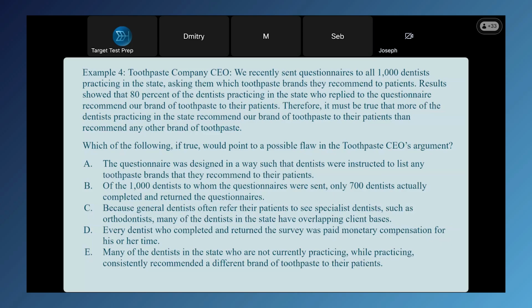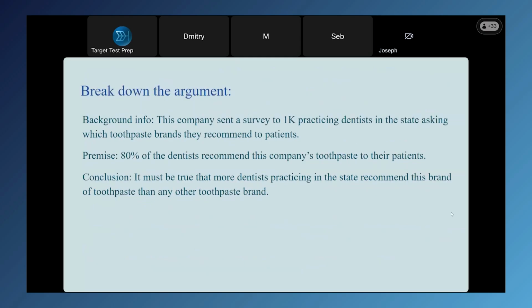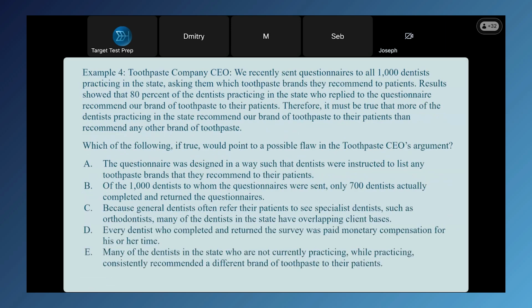So this company sent a survey to all the dentists practicing in the state. 80% of the dentists who responded to the questionnaire recommended this company's toothpaste to their patients. And it must be true that more dentists practicing in the state recommend this brand of toothpaste than any other brand of toothpaste.